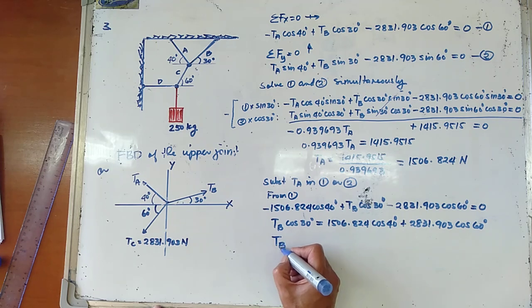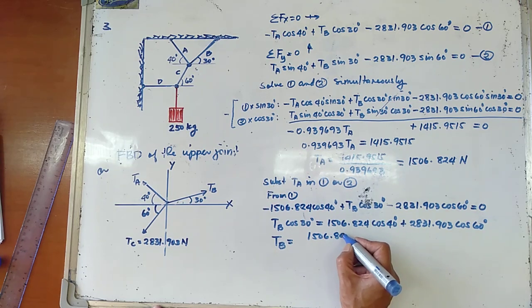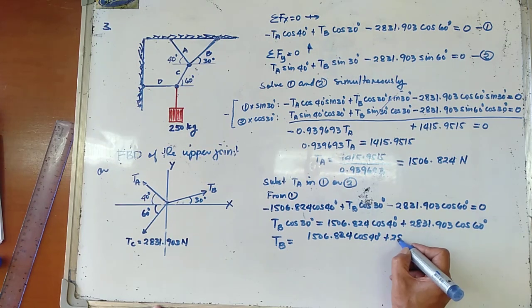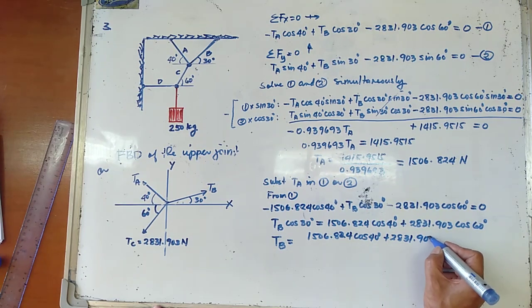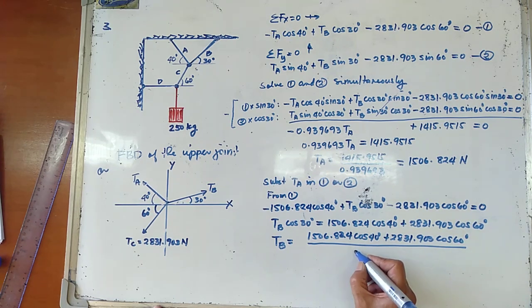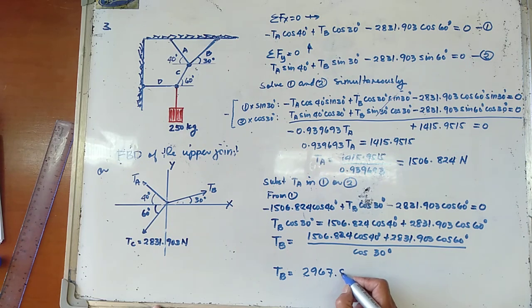Hence, the tension in cable B is equal to 1506.824 cosine of 40 degrees plus 2831.903 cosine of 60 degrees, all over cosine of 30 degrees. So the tension in cable B, therefore, is equal to 2967.864 newtons. So that is the tension in cable B.